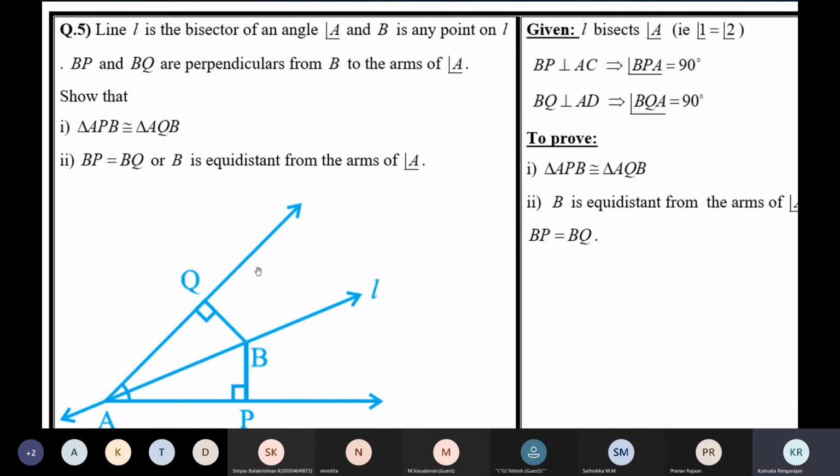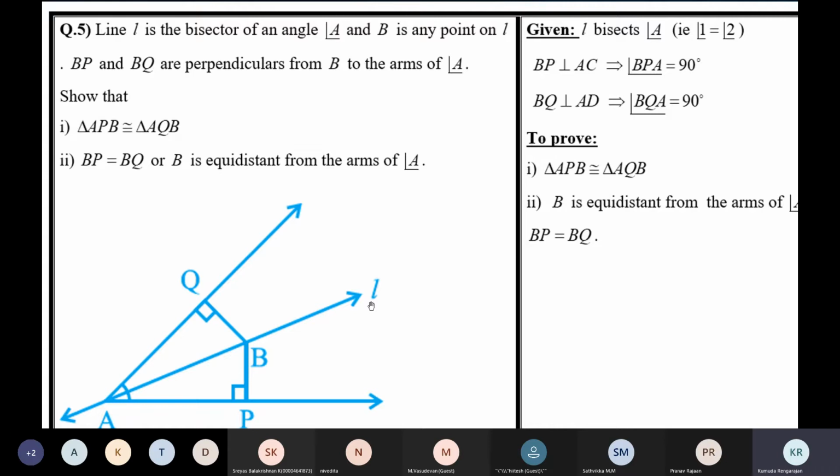So children, here, this line L is the bisector of angle A. See here, this is angle A. These are the arms of angle A, ray AP and ray AQ. Correct, children? Ray AP and ray AQ are the arms of angle A.